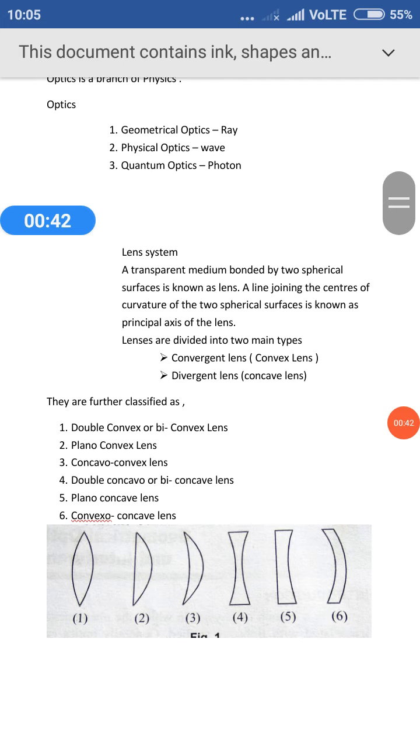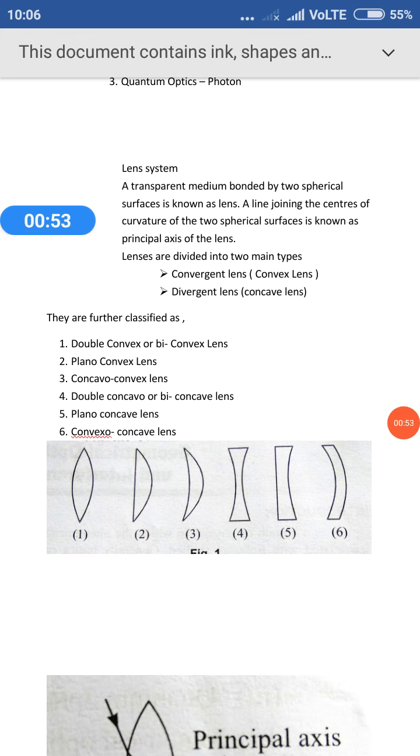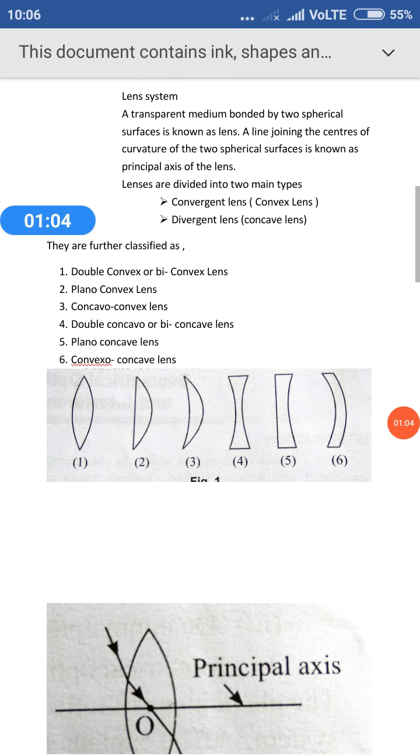Lens system: a transparent medium bounded by two spherical surfaces is known as a lens. A line joining the centers of curvature of the two spherical surfaces is known as the principal axis of the lens. Lenses are divided into two main types: convergent lens and divergent lens. A convergent lens is also called a convex lens and a divergent lens is also called a concave lens. Further, they are classified into six types.